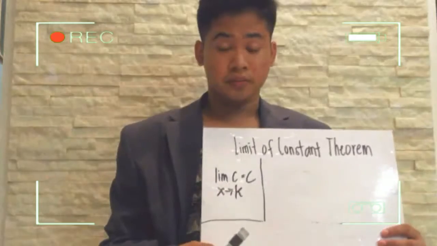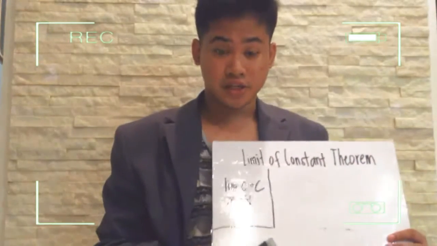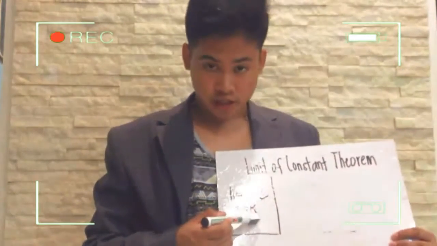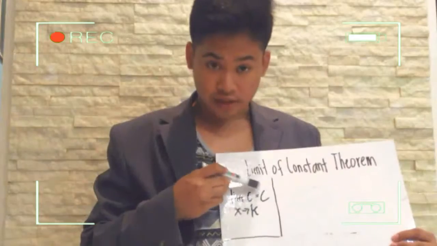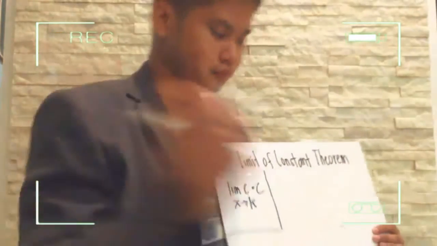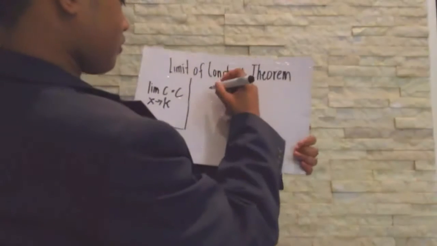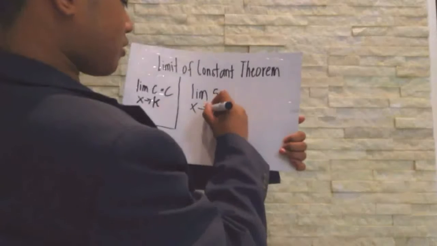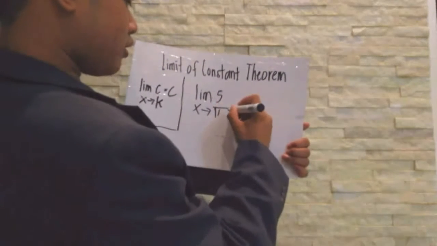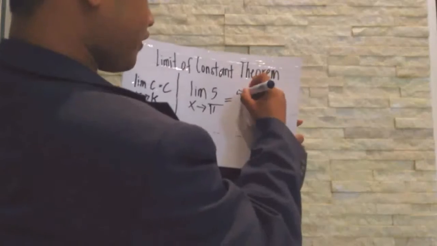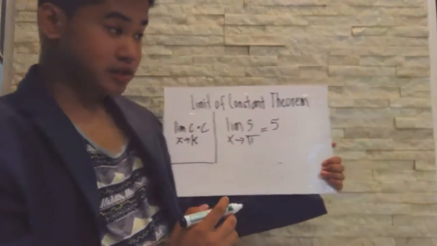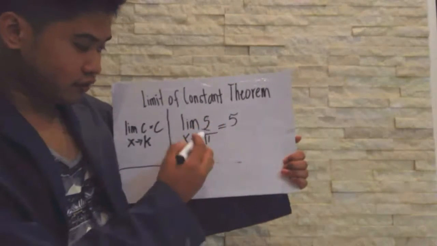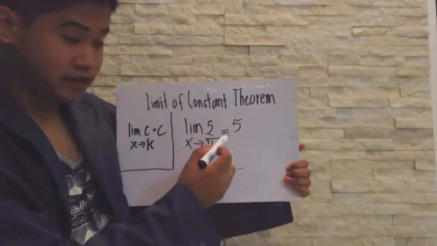Limit of constant theorem. The limit of constant theorem is defined as: the limit of a given constant as x approaches any constant is equal to the given constant. For example, the limit of 5 as x approaches pi. The answer is 5, because the rule says that the limit of the constant is always equal to the given constant. 5 is our given constant, so 5 is the answer.